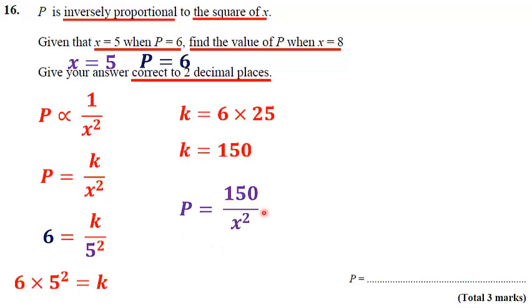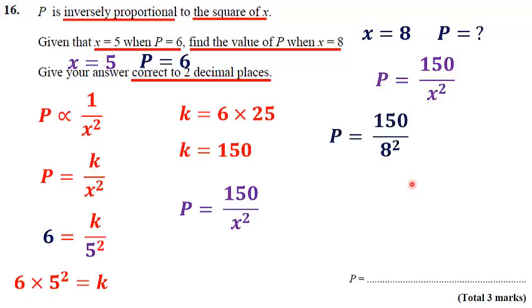I've got my equation. And sometimes they just ask you for the equation, right? This time they've asked us to find the value of p when x is 8. We want to work out what p is. So I'm going to rewrite the equation, and I'm going to replace x with 8 to work out p. So I have p is equal to 150 over 8 squared. Okay, really straightforward there. 150 over 8 squared. 8 squared is 64. So what I have here is 150 divided by 64.